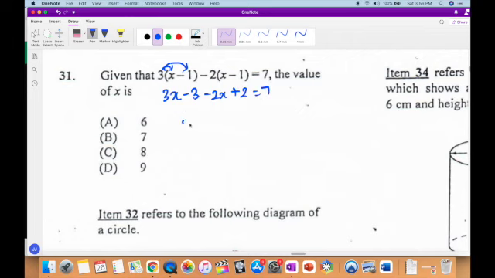So 3x minus 2x is 1x. And then negative 3 plus 2 is negative 1, and that is equal to 7. So x is equal to 7 plus 1, that's 8.